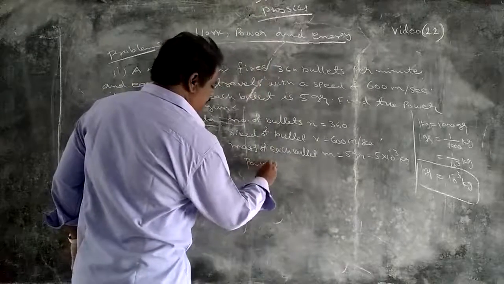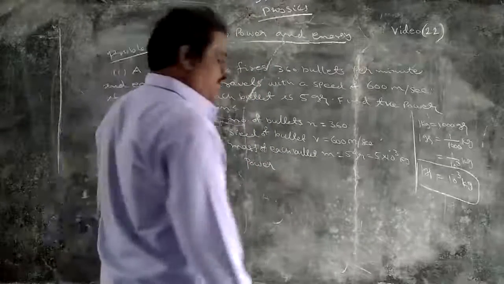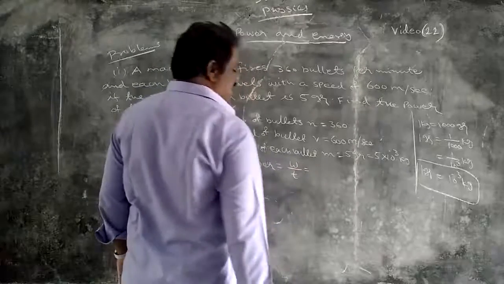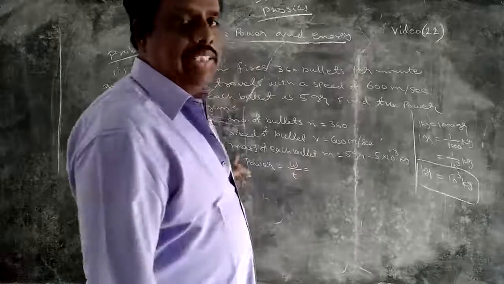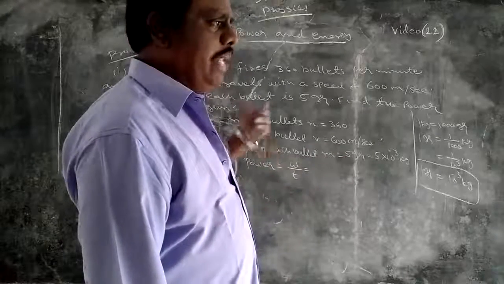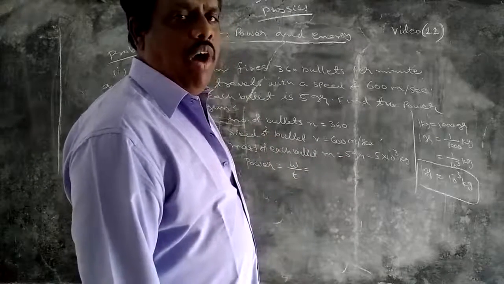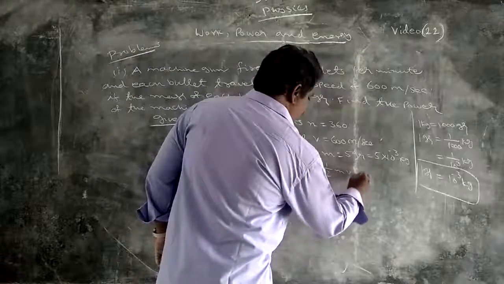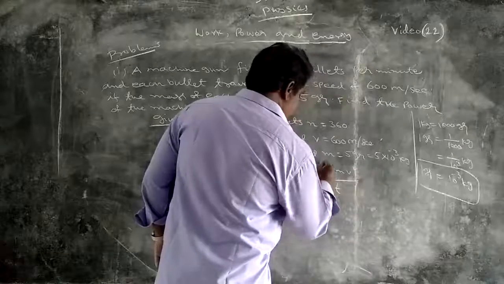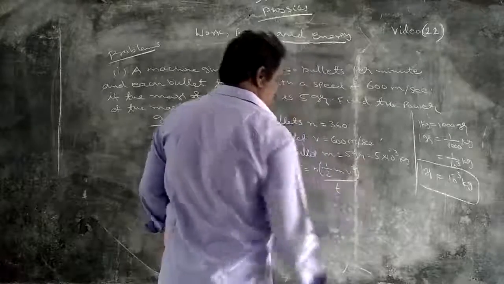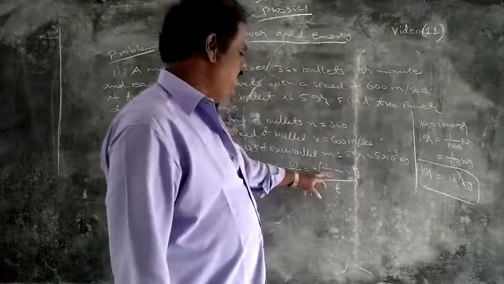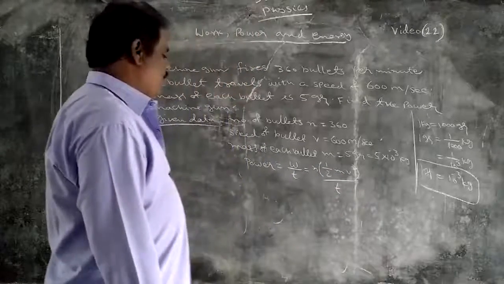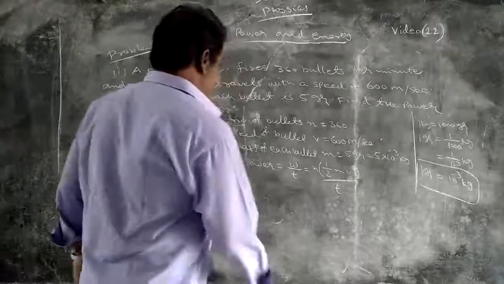Power is nothing but the rate of doing work, that is work done by time. Here bullets are in motion. The amount of work done will be in the form of kinetic energy. So it is half mv square by t. But kinetic energy is done by n number of bullets, that is n into half mv square by t. This is the formula used to find the power here.